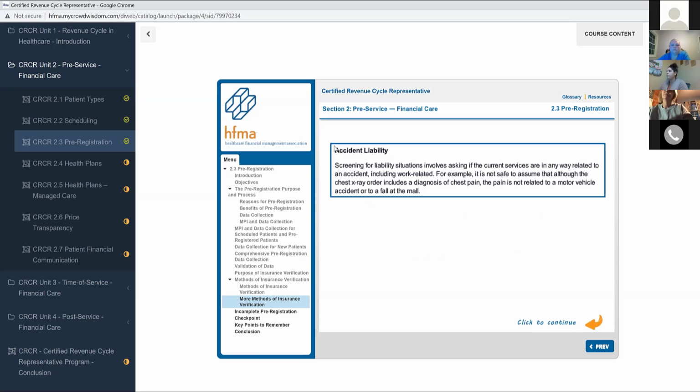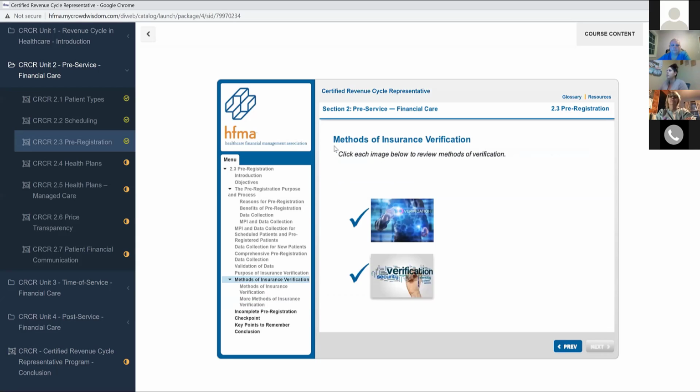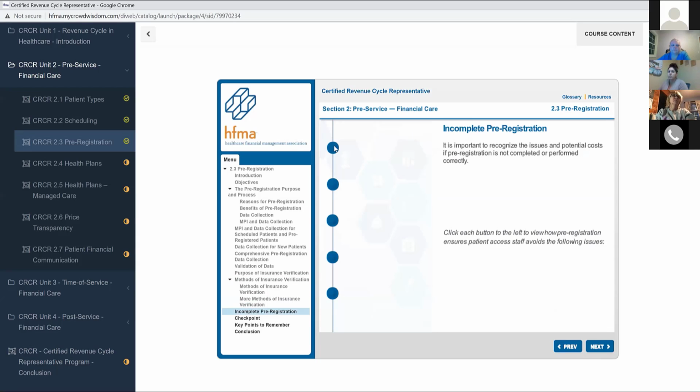All right, so moving to incomplete pre-registration. This could result in return mail affecting the ability to contact the patient to collect self-pay accounts, and insurance denials, which I'm sure most of us are very familiar with. So it's missing or invalid information, ineligible on the date of service, no authorization, not medically necessary, coverage limits met. I'm sure we've seen them all. Unnecessary health plan follow-up and rebilling resulted in higher rework costs.